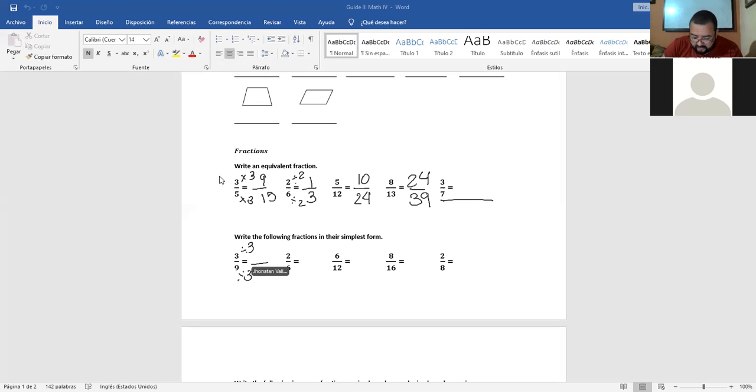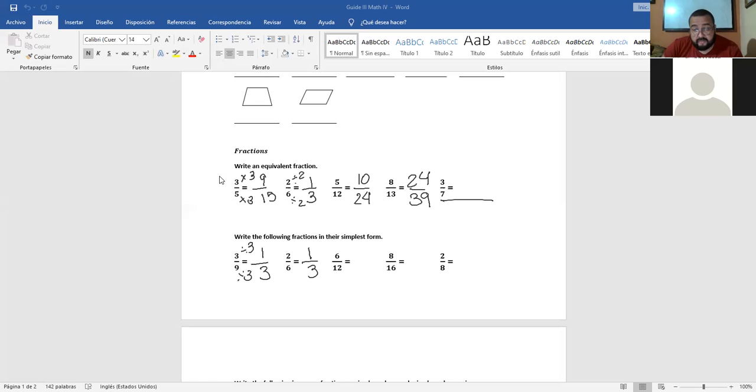How many is 3 divided by 3? Equals 1. And 9 divided by 3 equals 3. So the simplest form of 3/9 is 1/3. Let's do this one. 2/6, we can divide 2 and 6 by the same number, that is 2. How many is 2 divided by 2? 2 divided by 2 equals 1, and 6 divided by 2 equals 3.